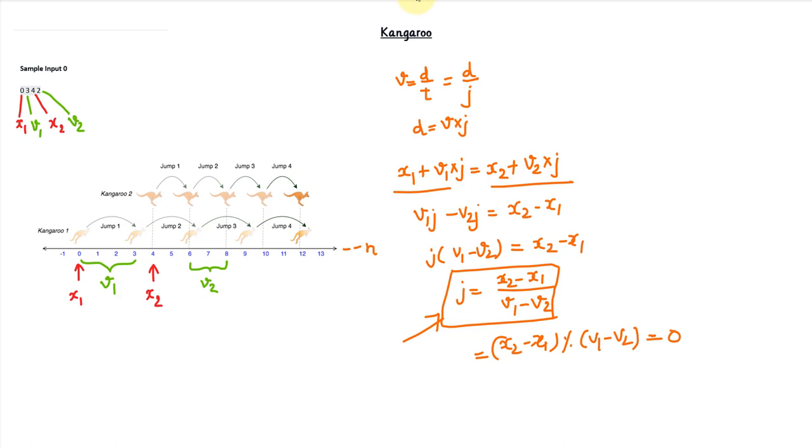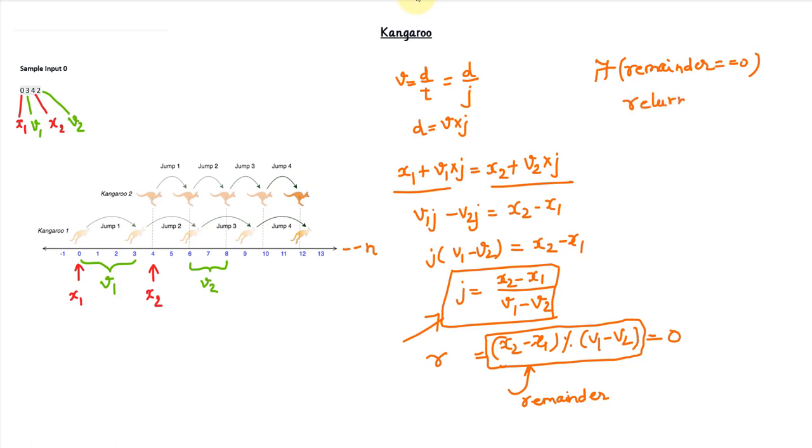If it is equal to 0, or you can say the remainder r is equal to 0, it means both will reach the same location at the same time. So what will be the condition, guys, to solve this problem? It is very simple: the remainder is equal to 0. You have to calculate this remainder. If the remainder is equal to 0, it means both will meet at the same location at the same time. So we return yes. Else, we return no.